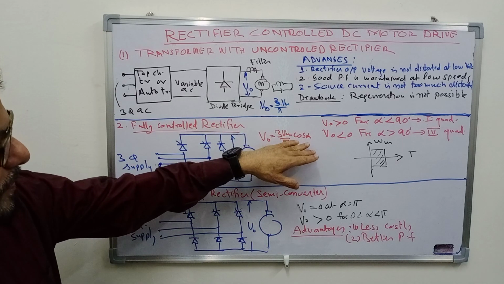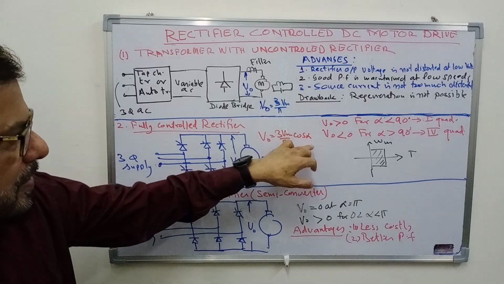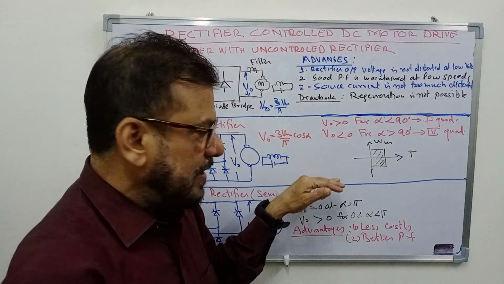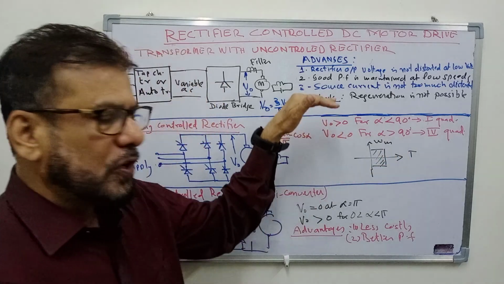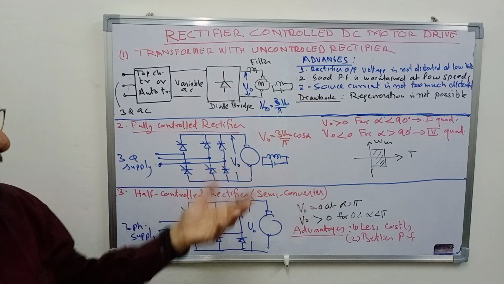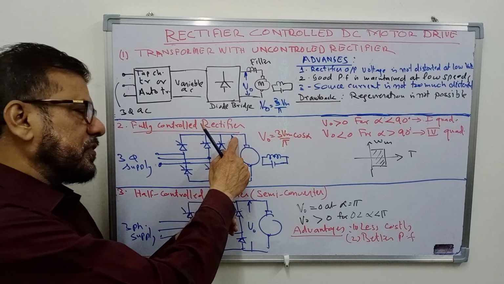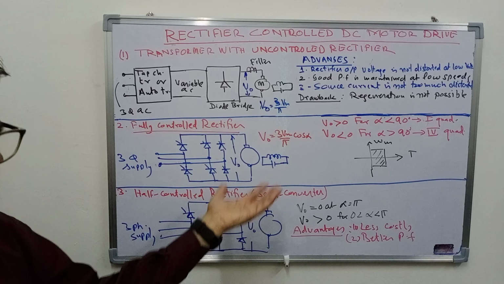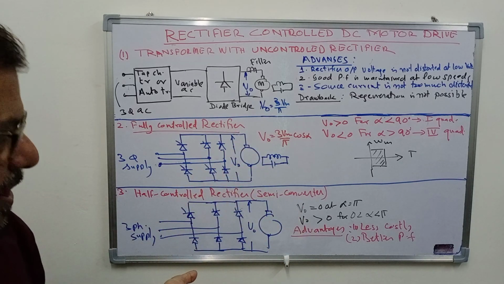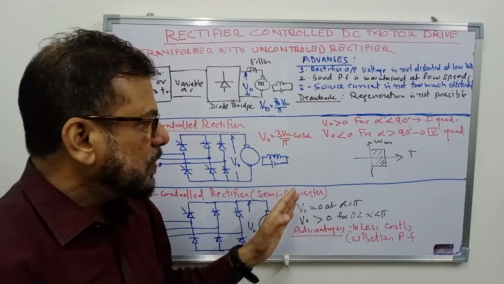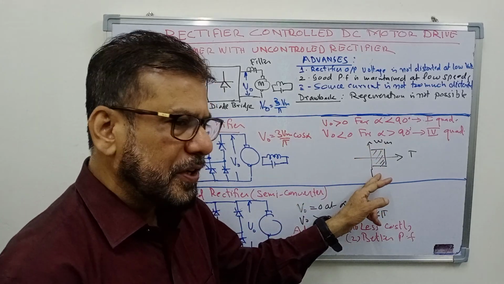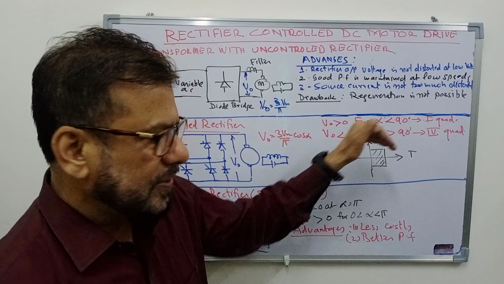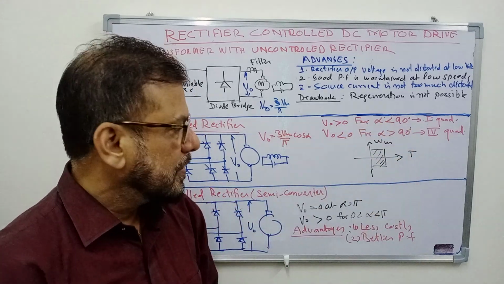So you can see that if you put alpha less than 90 degrees, V naught will be positive. If you put alpha more than 90 degrees, V naught will be less than 0, that is, it will be negative. So voltage here can be positive or negative, or you can say that the motor can run in positive direction as well as negative direction. So this means that you can have two quadrants of speed torque plane possible, first quadrant or fourth quadrant.